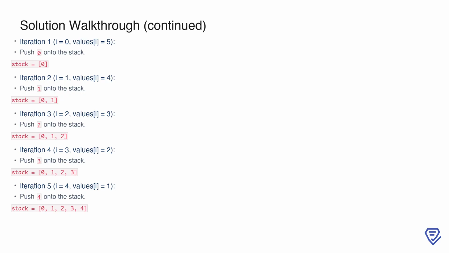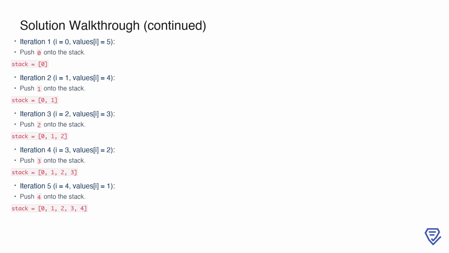Using the monotonic decreasing stack, we start iterating. In the first iteration, with index 0 and value 5, the stack is empty, so we push index 0 onto the stack, making it 0. In the second iteration, with index 1 and value 4, the top of the stack corresponds to value 5, which is greater than 4, so we push index 1 onto the stack, making it 0, 1.